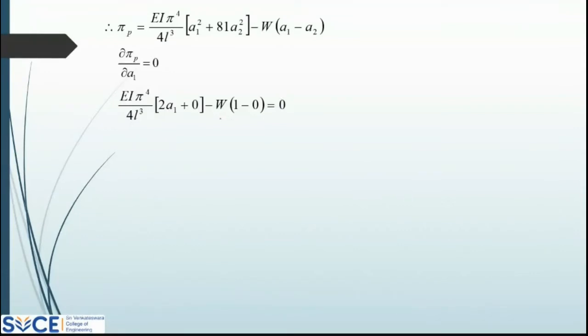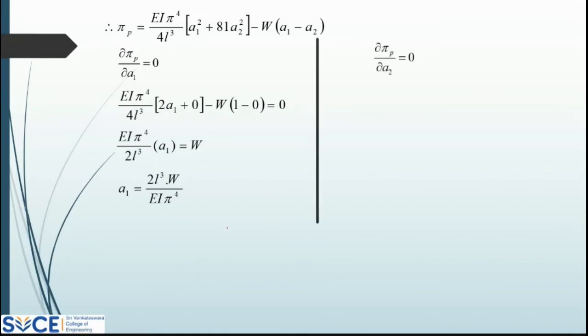So now you can identify the value of A1. So A1 is this, right? Next, dou phi by dou A2 is equal to 0. Equate it. So again, this is the common term. So 81 into 2A2 and this will be plus W, right? So that is the entire term.